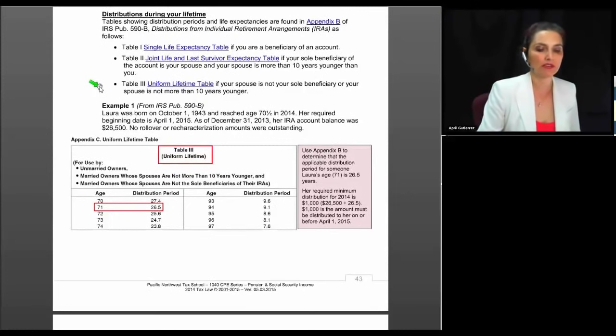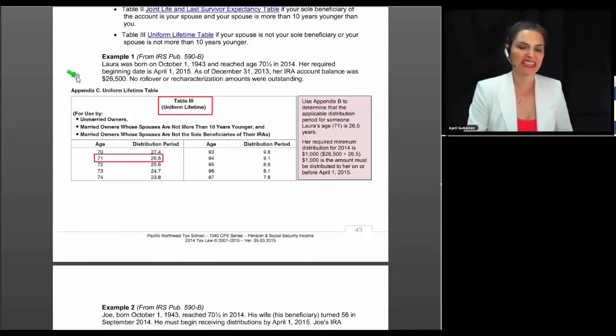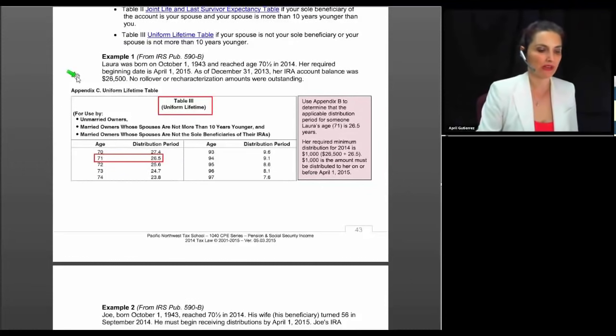If your spouse is not your sole beneficiary or your spouse is not more than 10 years younger, you would use that table. So I have a couple of illustrations. I didn't make these ones up. I've pulled them from Publication 590B.